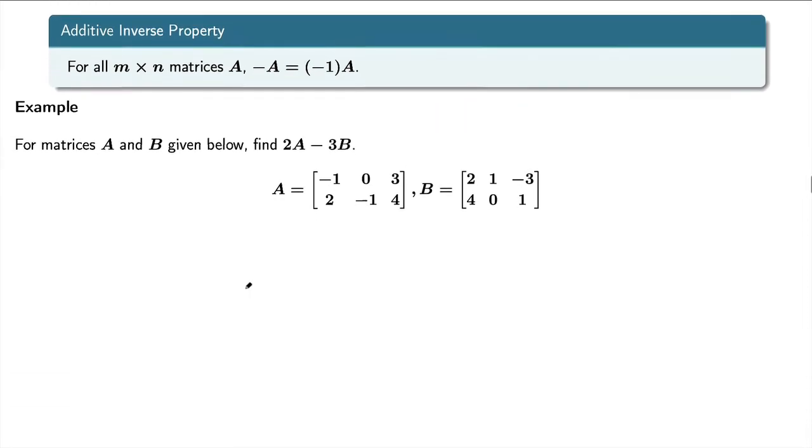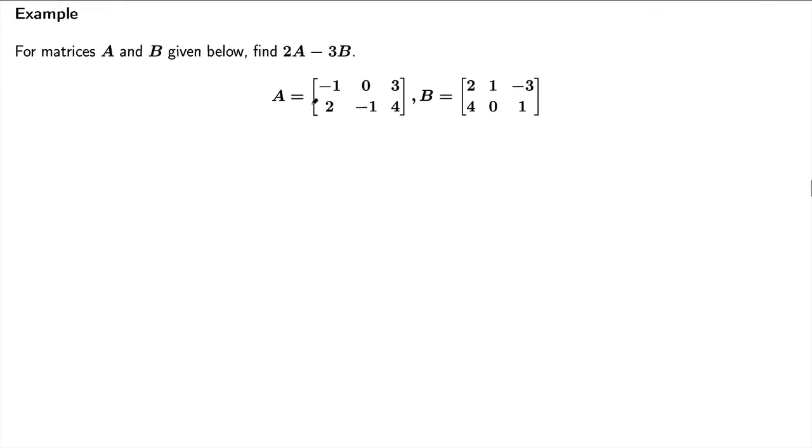So let's go ahead and apply our scalar multiplication. Here we have 2A minus 3B. So we get to do some scalar multiplication with the 2 and the 3, and then some matrix subtraction. So 2A, I'm going to go ahead and write out the matrix A here. And then minus 3, and then B. 2, 1, -3, 4, 0, 1.